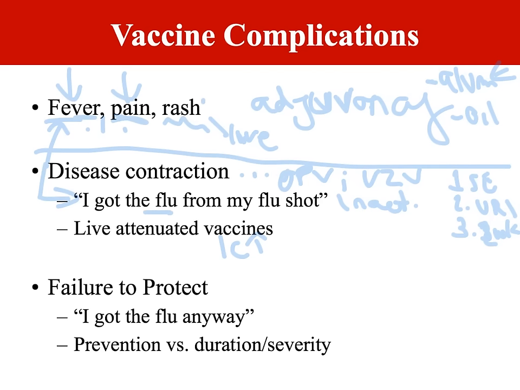So now we want to segue right into this failure to protect issue. And a lot of people go into this sentence: I got a shot and I got the flu anyway. So that point that we just made plays right into that idea of if you got the flu 3 or 4 days after your flu shot, it's not that your shot wouldn't have worked, it's that you happened to get sick before it was fully effective.